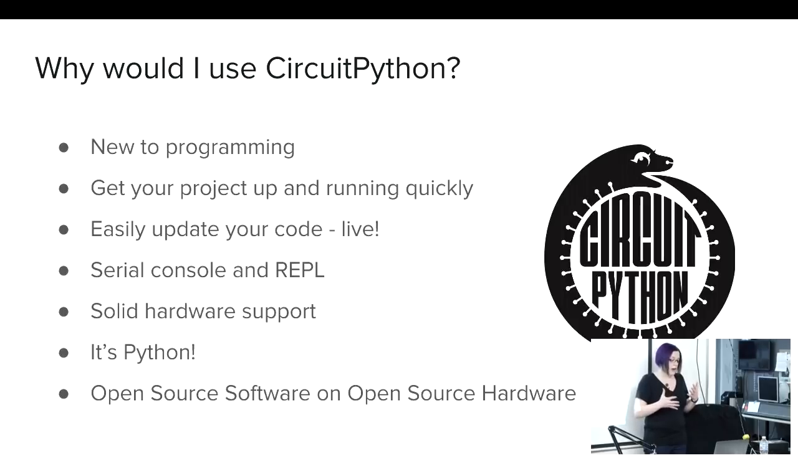You can update your code live. There's also a serial console and a REPL. The serial console is where your print statements or error statements are printed to, and so if you are confused about what's going on, your board's not doing something, you can take a look at that and it'll tell you, hey, you're missing this library, or you had an extra space on this line or something like that, and it's right there for you. There are a lot of sensors and other types of hardware, drivers, peripherals, and that kind of thing that all have CircuitPython libraries, so there's a lot of hardware support as well.